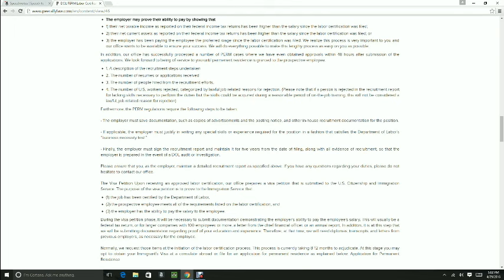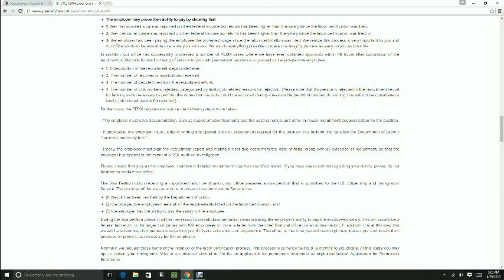You can also combine the net current assets with the salary of the employee. For example, if the employee is making $90,000 and you need to pay $100,000, you just have to show net current assets of $10,000. You can combine the employee salary with the net current assets, and you can combine the employee salary with the net profit, but you cannot combine the net profit with the net current assets. Very important.